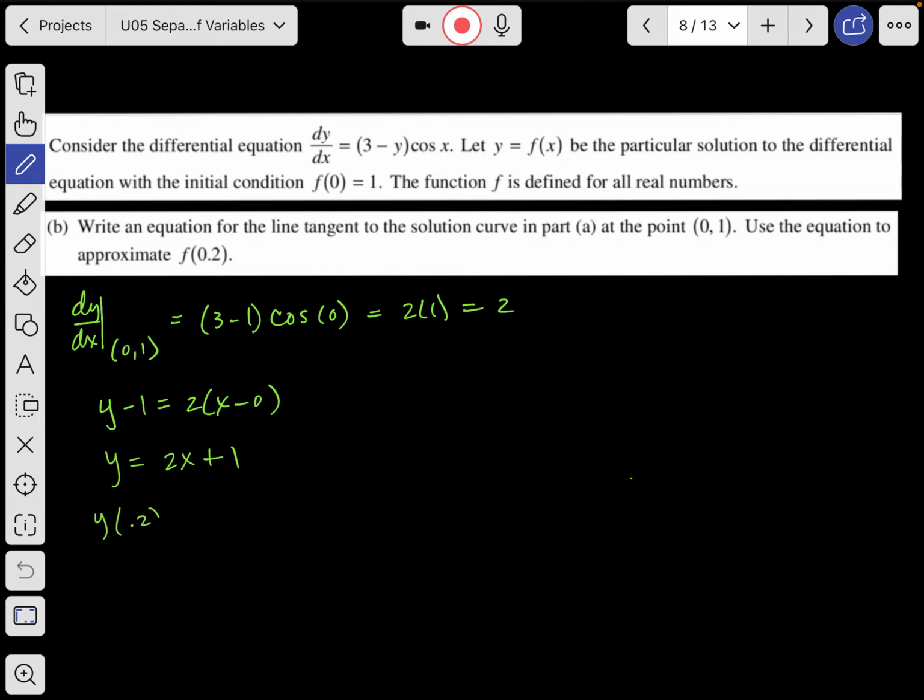Now let's evaluate at point 2. 2 times 0.2 plus 1, and 2 times 2 tenths plus 1, 4 tenths plus 10 tenths is equal to 14 tenths, which equals 1.4.